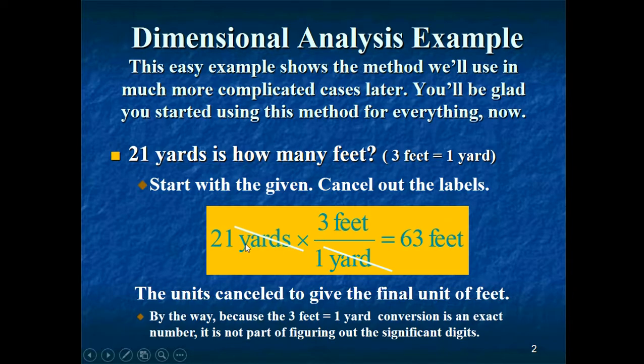All right. So now we're going to go 21 times 3 divided by 1, and that's 63 feet. Now that is 2 significant digits, and we started with 2 significant digits. Great. And you will notice that we do not need to consider the 3 and the 1 in our counting of significant digits because that's considered an exact number. Why? Because that is an exact conversion.